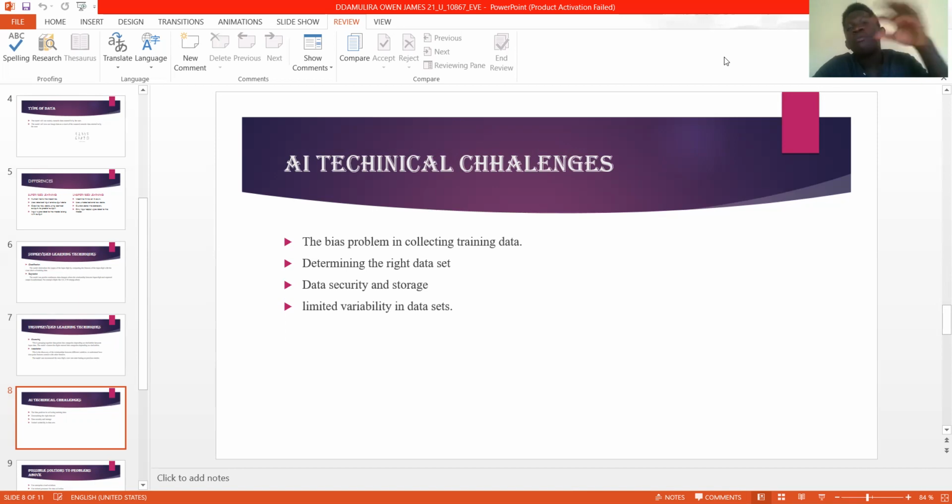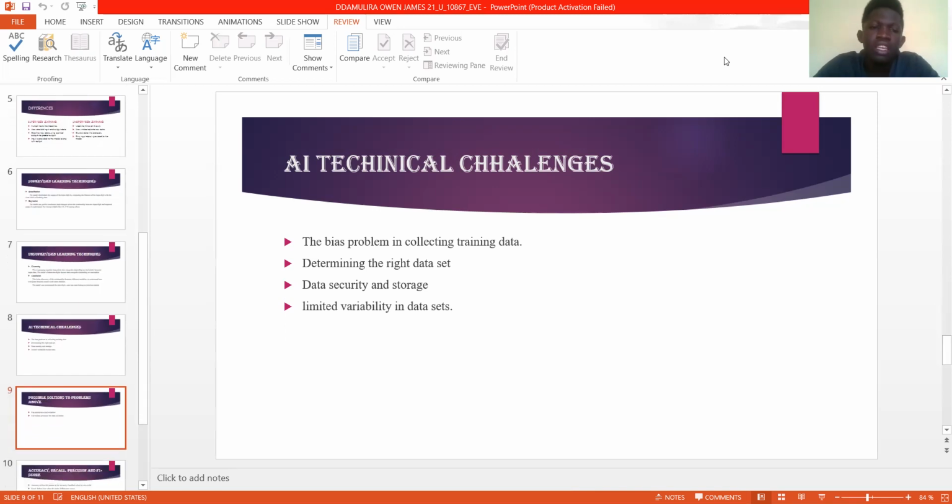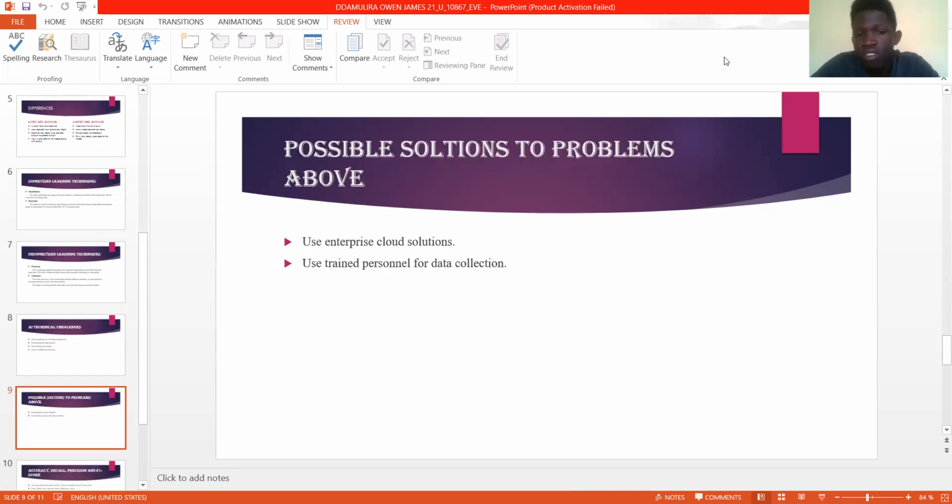Because it will be able to know most of the data it is going to be working on. Then I come to the possible solutions. Use enterprise cloud solutions. You can read about it, but this is mainly addressing data security and storage, whereby people are given limited access.